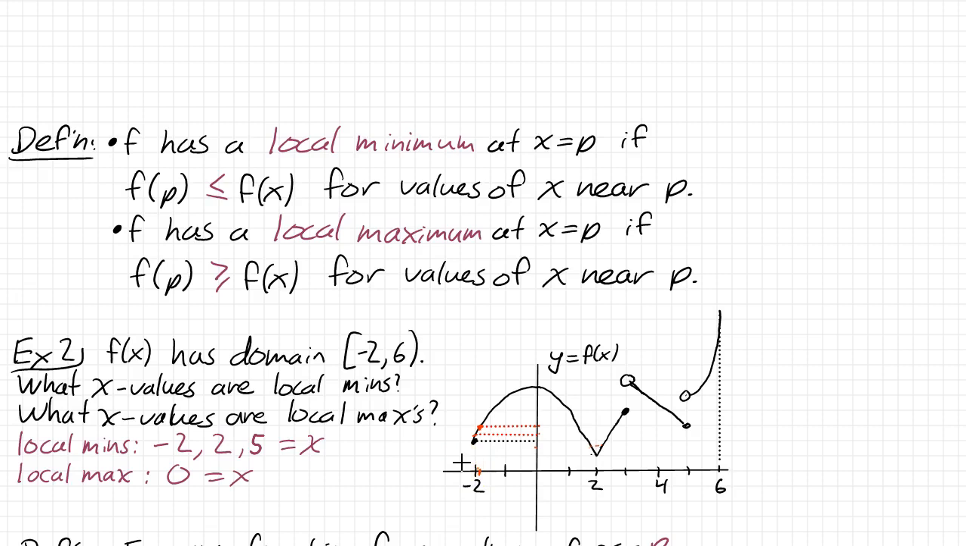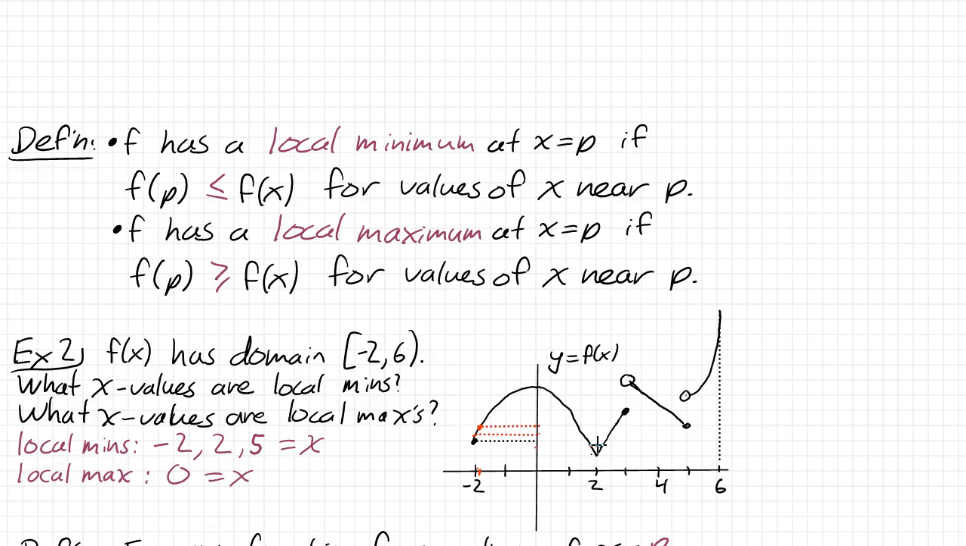As long as f of -2 is less than or equal to function values that actually exist near -2, that works. And the same thing happens with 2. You can see f of 2 is that height, but f of 1.9 or f of 2.1, those y coordinates are all bigger than f of 2, so that makes 2 a local minimum.